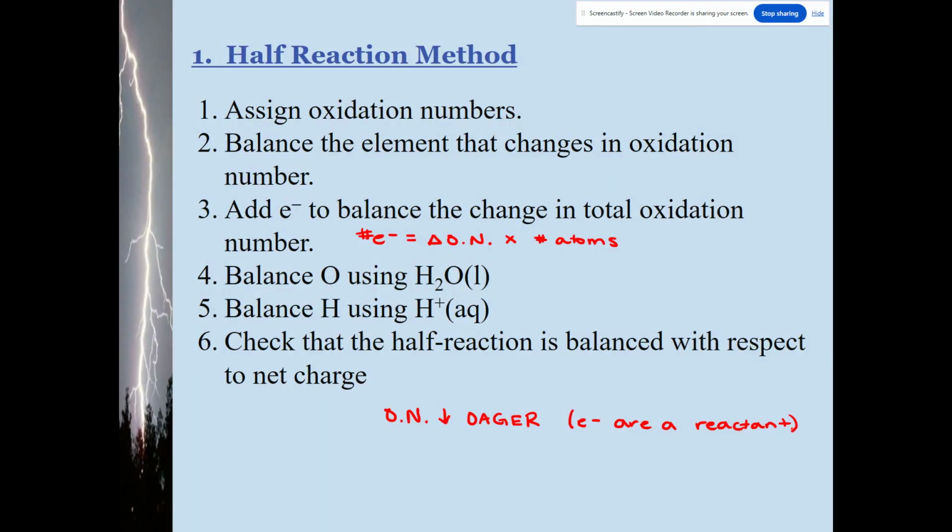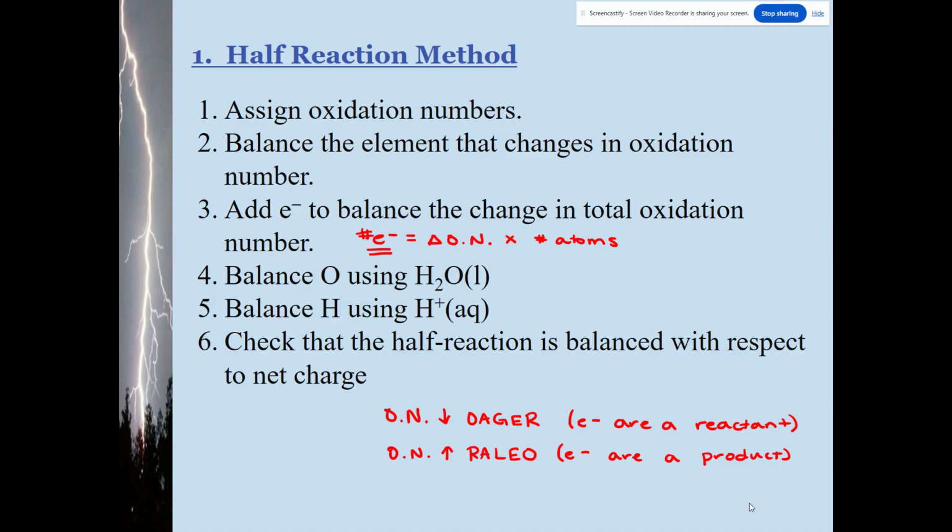Like in the thermal unit, when you gain heat, it's a reactant. If the oxidation number of the element that is changing increases, it's acting as a reducing agent and it's losing electrons, undergoing oxidation. When something is lost, the electrons become a product. Okay? So the number of electrons are the change in oxidation number times the number of atoms of that element that is changing its oxidation number. And then whether they're a reactant or product depends if the oxidation number is going up or down.